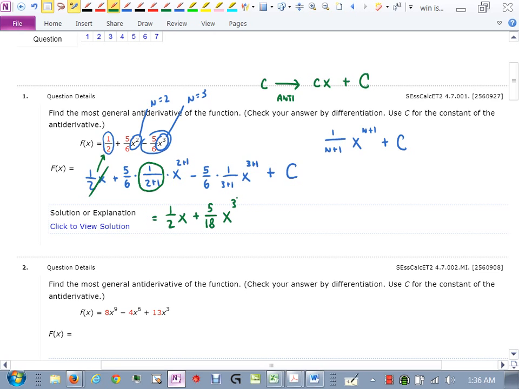And then the last one here, so I've done this. Last part here, again, this is 1/4. And then I multiply straight across, so 5 over 6 times 4 is, we'll have negative 5 over 24. X to the 4th power, that's this. And then plus c. So that's our general antiderivative.